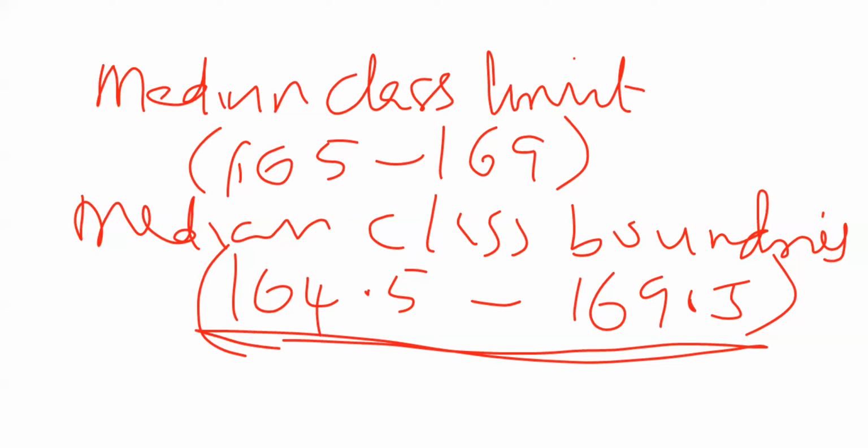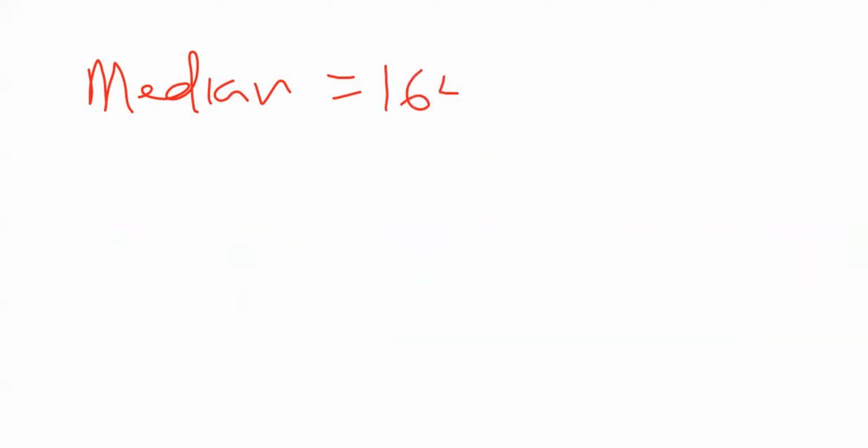So to answer this question, it will now be the median. From our formula, L1 is 164.5 plus N, which is 40 over 2, minus the summation of frequencies before, 5 plus 6, which is 11.